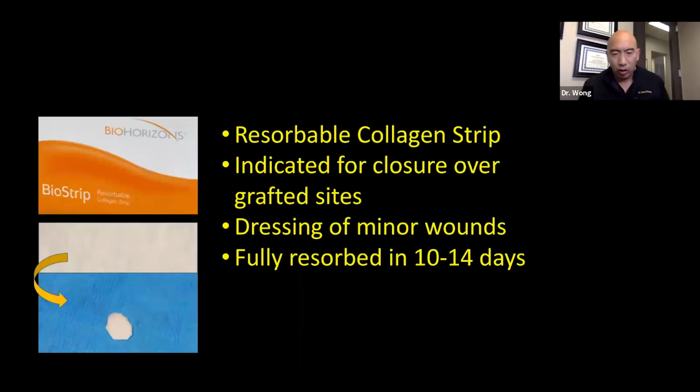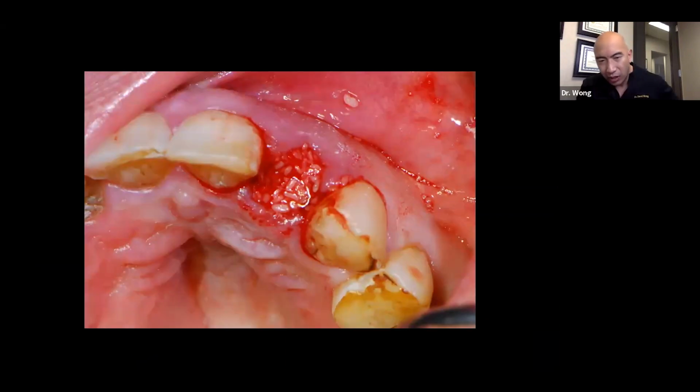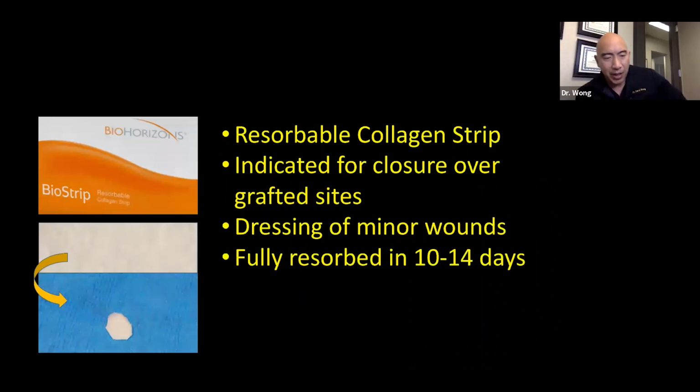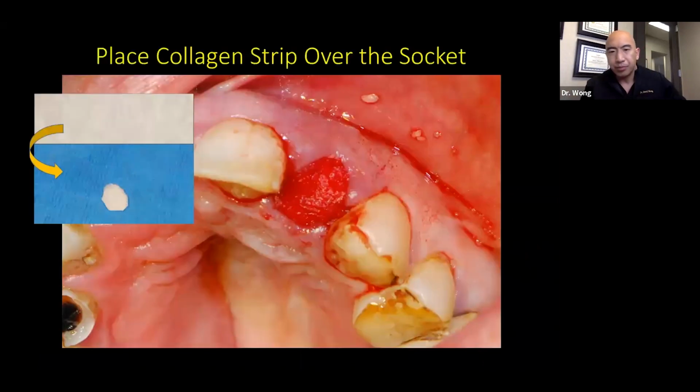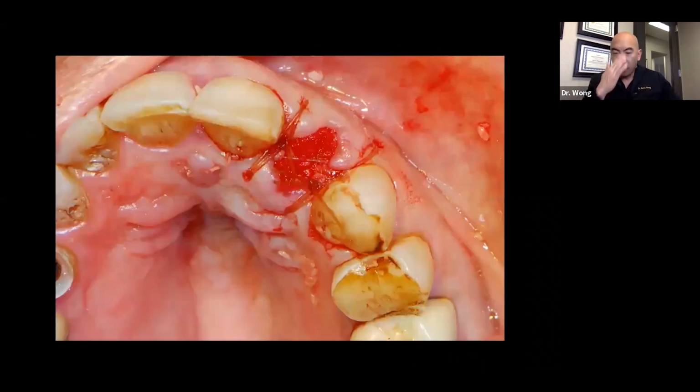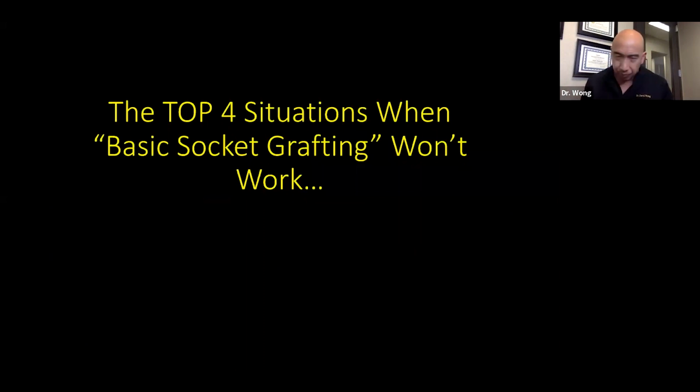So if you really feel the need to put something over that socket so the particles aren't the only thing you see, what I recommend is getting a piece of this BioStrip, which is kind of like Collotape, but it's coming from BioHorizons. They come like 10 to a box, and they're gigantic strips. You can just tear off a little circular piece that mimics the top of your socket and place it right over the socket and suture it in. I use 4-0 chromic gut, figure 8 suture, and that's all you need to do. That takes care of socket graft management.